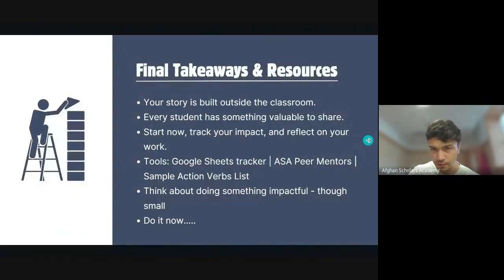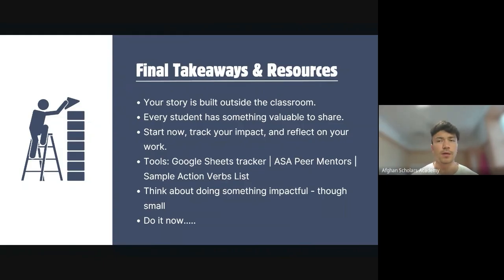So, the final takeaways and some resources. Your story is built outside the classroom. It's not always about your classroom, your GPA, your grades, or your test scores, but about what you have done outside the classroom. Every student has something valuable to share. Like I said before, you have something to say, something you have contributed to your community, and something that you learned from that.